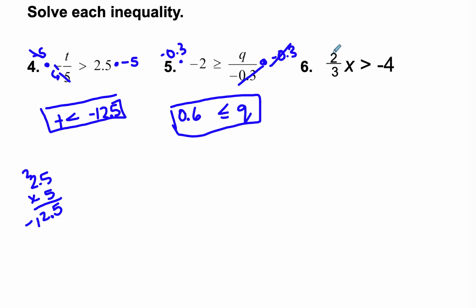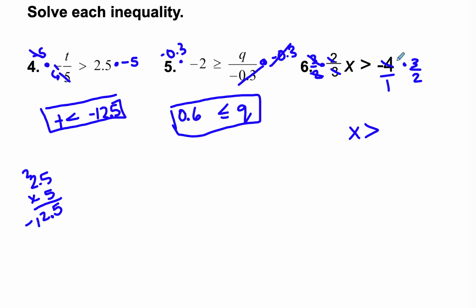And our last one, we have 2/3 times x is greater than negative 4. To cancel out the 2/3, we're multiplying by the reciprocal. It's the same thing as dividing by 2/3. Times 3/2. I'm going to go ahead and put this 1 over 1. So my 3's cross cancel, my 2's cross cancel. I'm left with x. I multiply by a positive number, so my inequality sign is staying the same.